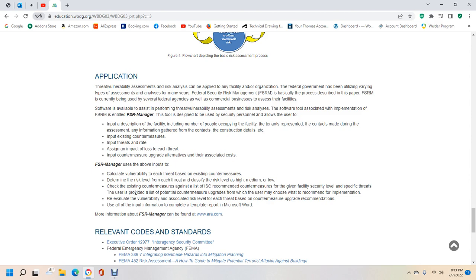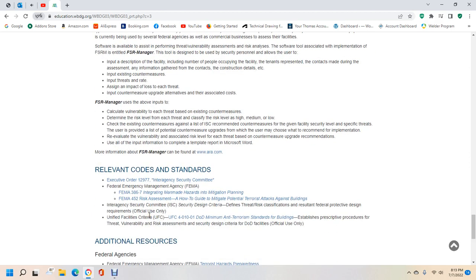The user is provided a list of potential countermeasure upgrades, which the user may choose to recommend for implementation. Reevaluate the vulnerability and associated risk level of each threat based on the countermeasure upgrade recommendations. Use all the input information to complete the template report in Microsoft Word, and then the ARA.com.